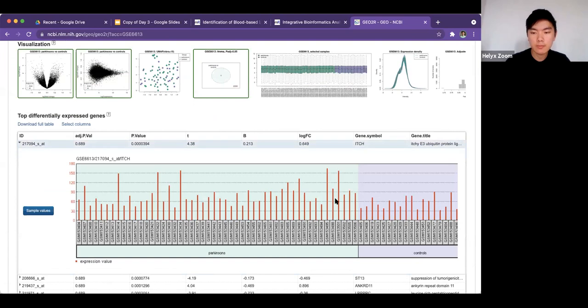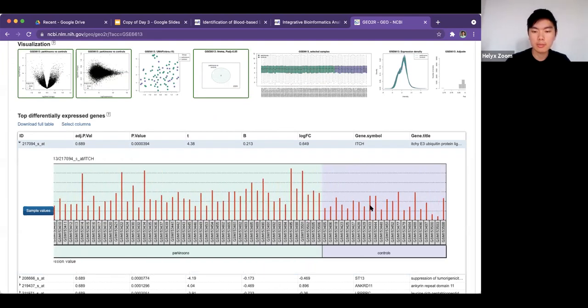ITCH, itch, you can kind of see that the Parkinson's samples look to have a little bit more expression than the control samples. And it's going to calculate a p-value, an adjusted p-value, and a log FC. So this is what I mentioned earlier, the log fold change. It's the log base 2 of the ratio of expression between the Parkinson's group over the control group.